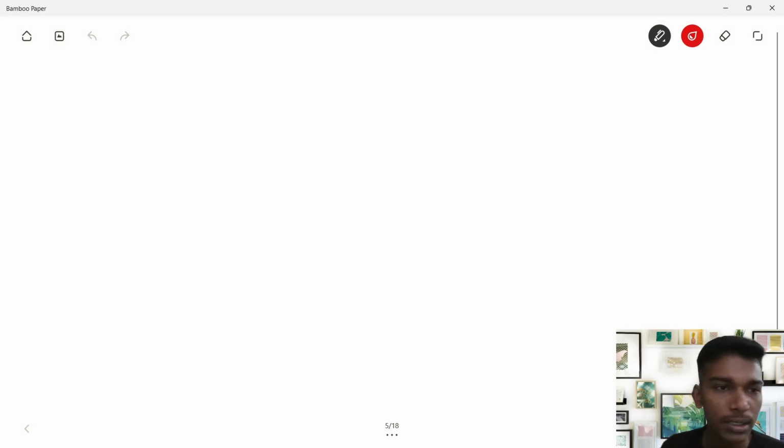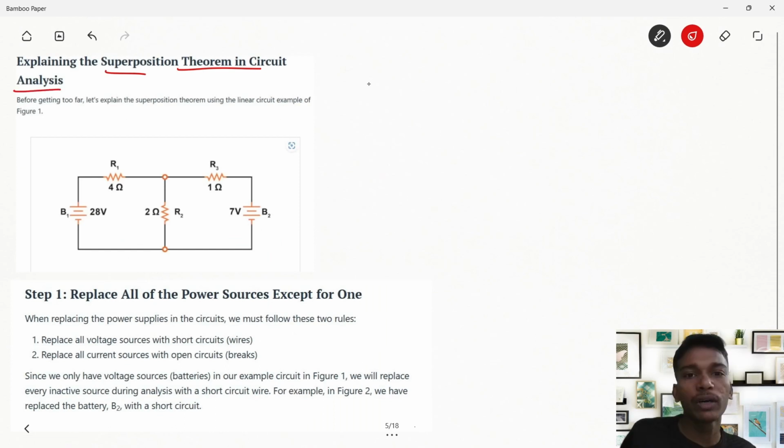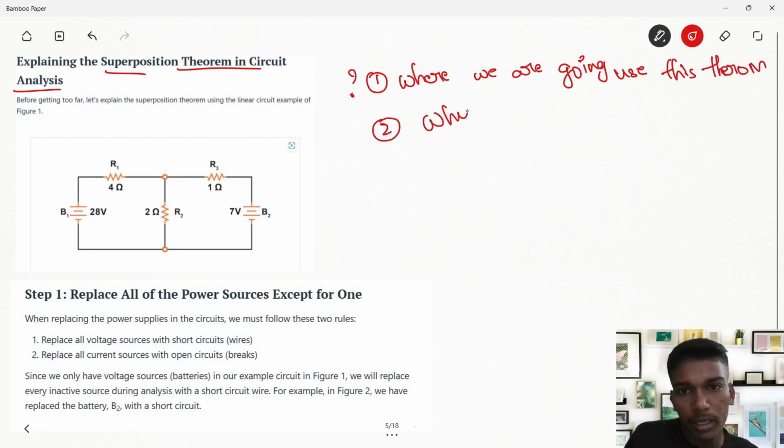The next topic is superposition theorem in circuit analysis. The next question we are going to discuss is superposition theorem in circuit analysis. Before going to discuss this topic, the first question we have to ask is where we are going to use this theorem and why. Let us ask ourselves where we are going to use this theorem and why we are using it.